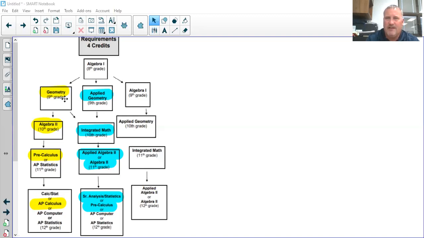Honestly, there's not a whole lot of difference in these two courses right now. We cover all the state geometry standards anyway. It's just a matter of after geometry, we're going to push them to go to Algebra 2, whereas after applied geometry, we're going to push them to go to integrated math. So if you think about the courses your son or daughter wants to take next year, if Algebra 2 is where they want to go, either Algebra 2 or applied Algebra 2, I would recommend switching them to geometry right now, or vice versa. If your son or daughter doesn't want much math, they can flip back the other way.